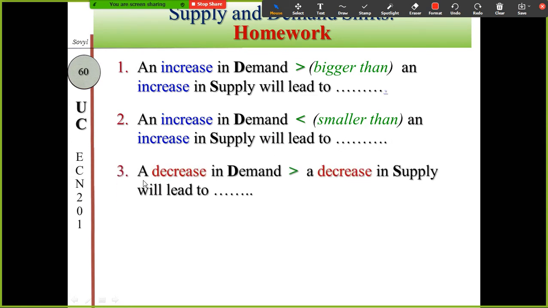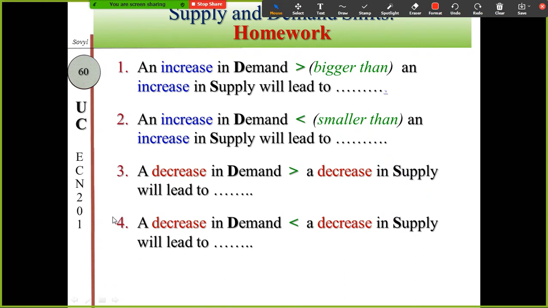The third one: a decrease in demand bigger than a decrease in supply. This condition leads the market to a new equilibrium. What happened to the equilibrium price and equilibrium quantity? Fourth: a decrease in demand smaller than a decrease in supply. So this leads to what? Okay, so for every condition you need to draw the graph.